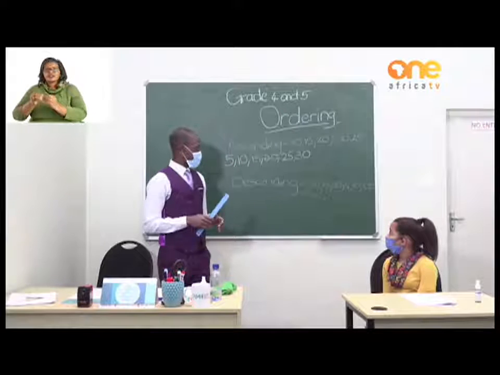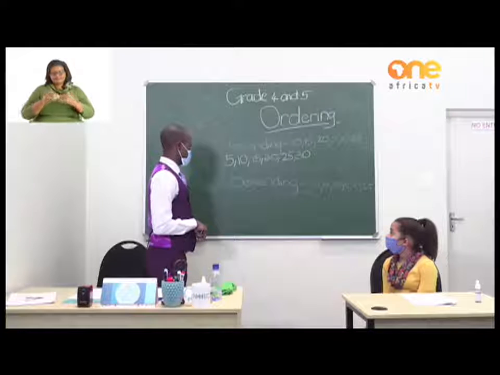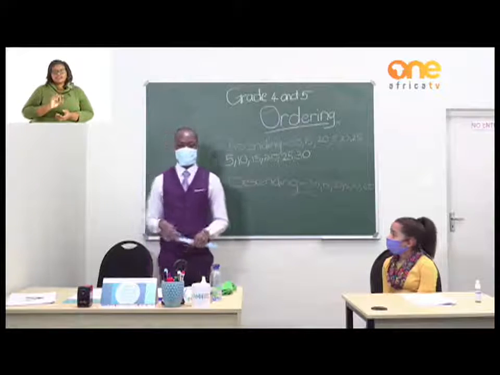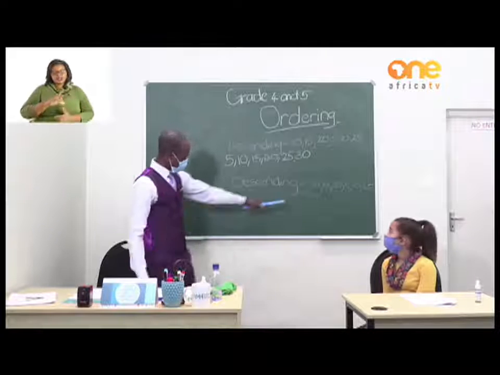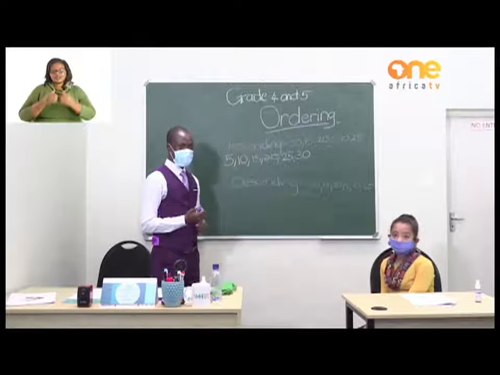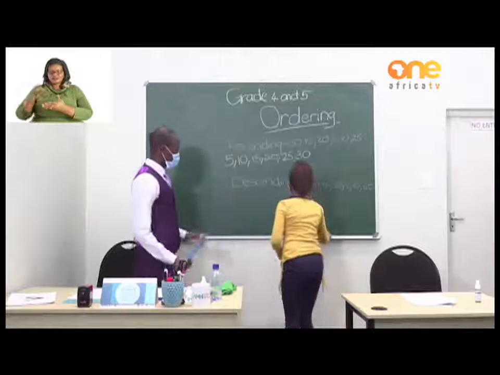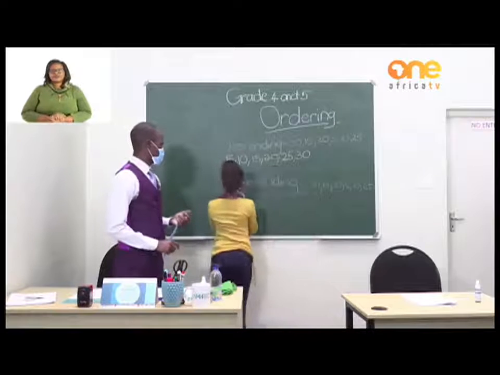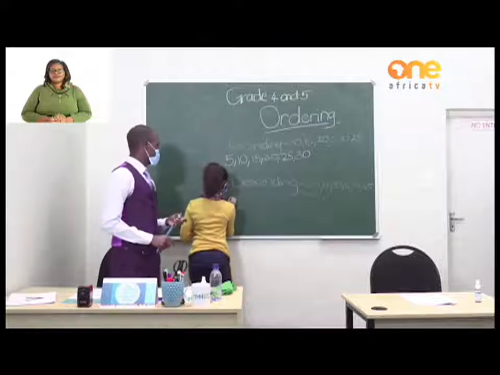Let us now go to descending order. In descending order, we are starting from the biggest to the smallest. We are having the same numbers again, but this time we are starting from the biggest to the smallest. Can you come again and put those numbers in descending order? Start from the biggest to the smallest.